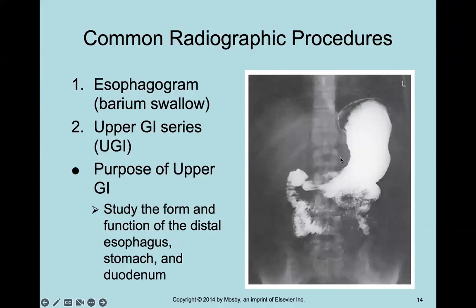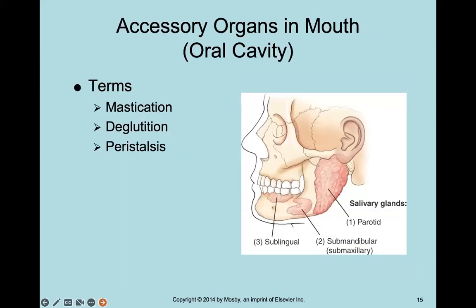By the end of this lecture, you will be able to identify, based on looking at an image, if this is an AP or a PA. Okay. So the purpose of an upper GI is to study the form and function of the stomach, the distal esophagus, the stomach, and the duodenum, which is the first portion of the small intestine. Okay, accessory organs in the mouth. So we have our salivary glands: the parotid gland, the submandibular, also called submaxillary, and the sublingual.